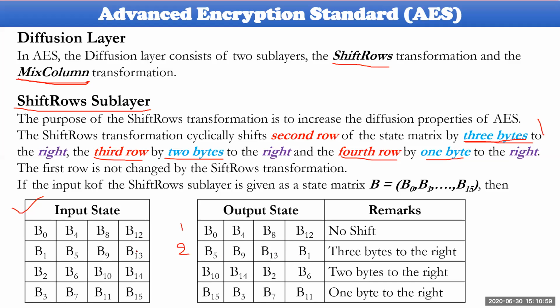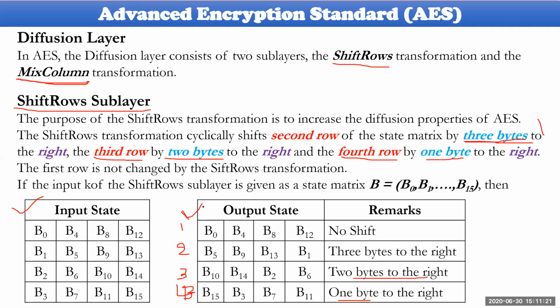So B1 will be moved to last, and B13 will be here, and B9 will be here, and B5 will be in the first location here. And the third row will also be shifted 2 bytes right, and the fourth row will be shifted to the right side by 1 byte. So this is the output here.